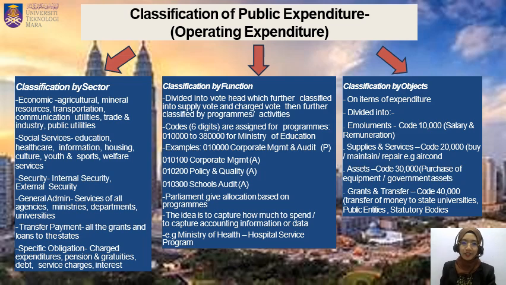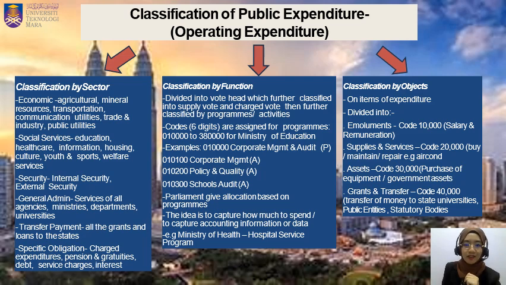Okay, now we move to the classification of public expenditure. We have operating expenditure and we have development expenditure. There are two types of expenditure. One is operating, another one is development. Okay, now we go one by one. Operating expenditure. So it's actually classification by sector.